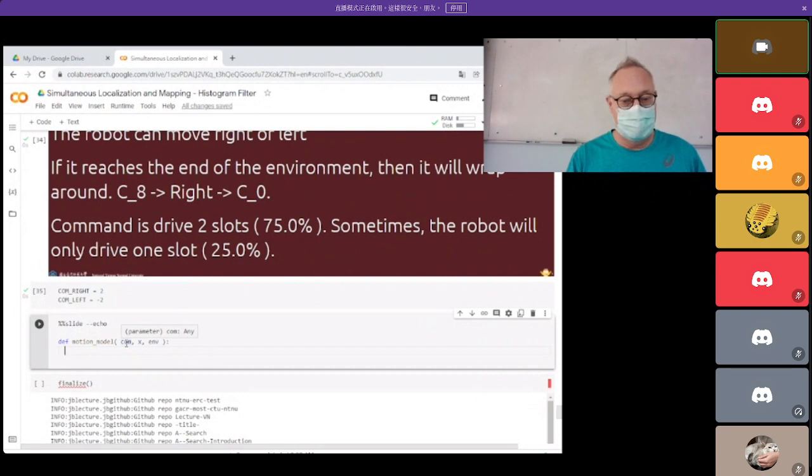So if the command is, you can try and implement this yourself, or you should try and implement the motion model yourself.